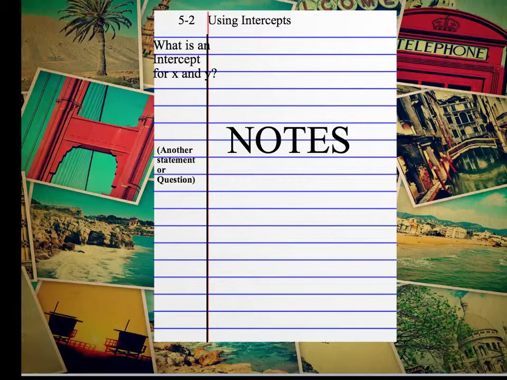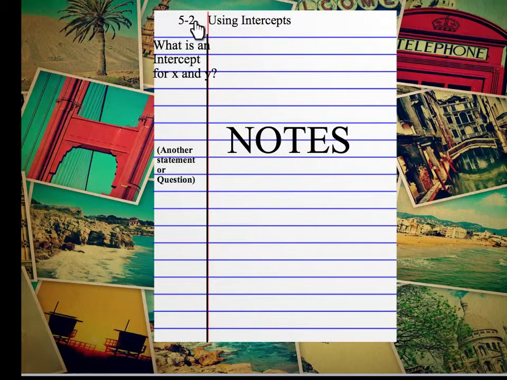If you're ready to properly take notes for this video, then your notebook should be out, it should be open, and it should look like this page that you see ahead of you. It should be titled 5-2 Using Intercepts. This is a section from your Holt textbook.